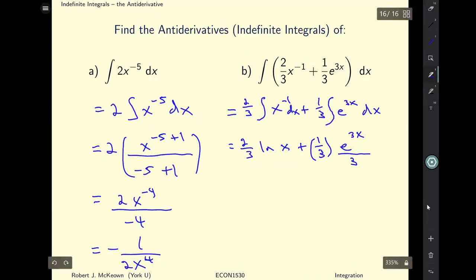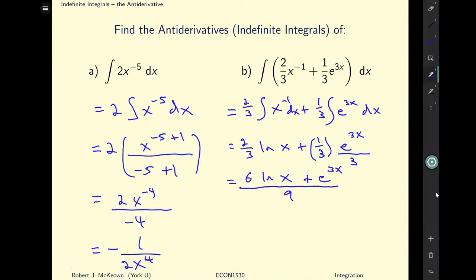And I can simplify this a little bit and rewrite it. I guess there's a few things I could do. I could write it as 6 log x plus e to the 3x, over 9. So that's where I found the common denominator. I'd have to multiply this and this both by 3. And then I've got 3 by 3 over here, which is giving me the 9 to start with. And the common denominator of this expression is 9.